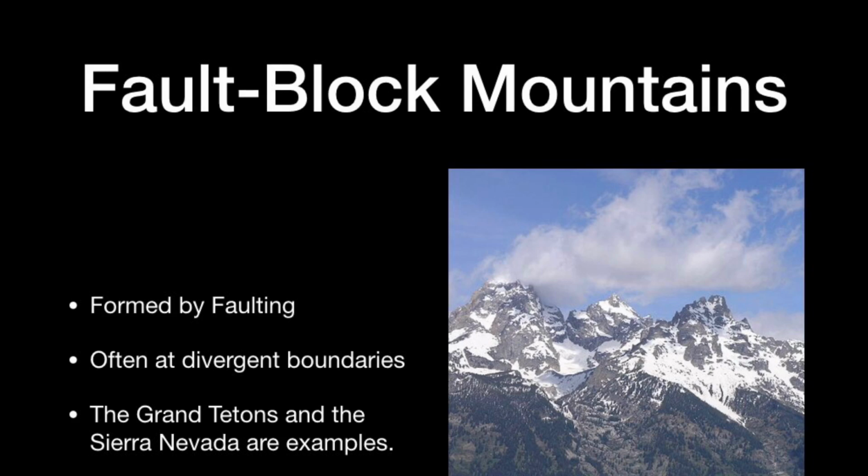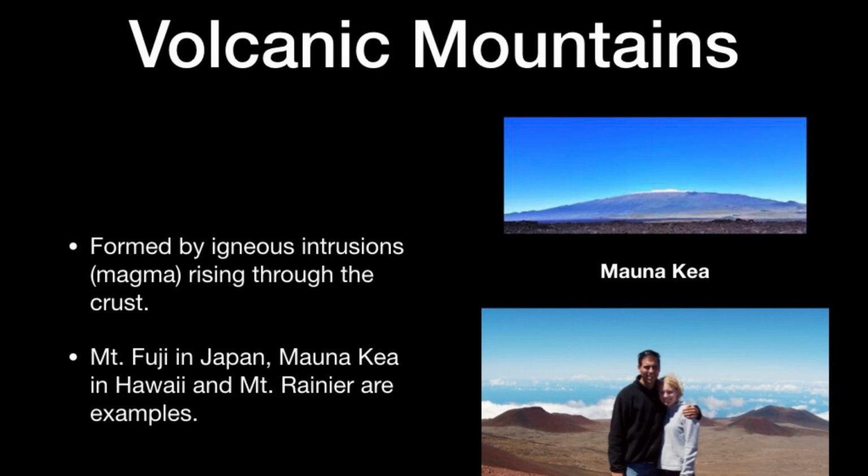Fault block mountains happen along fault lines, usually normal faults and on divergent boundaries where the earth is pulling apart. The Grand Tetons in Wyoming and the Sierra Nevada mountains in California are examples. Volcanic mountains are formed by igneous intrusions or magma that rises through the crust of the earth. Mount Fuji in Japan, Mauna Kea in Hawaii, and Mount Rainier in Washington State are all examples. Here's me and Mrs. Kane at the top of Mauna Kea in Hawaii.